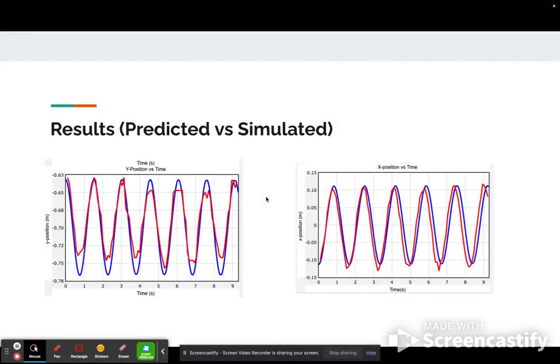And then here's the predicted versus simulated data. So on the left, we have the predicted data based off of tracker. And on the right, we have the simulated data. So we can see they're very similar. It's just tracker is a little bit off because of human error. But this is how it should look, and they kind of just oscillate together.